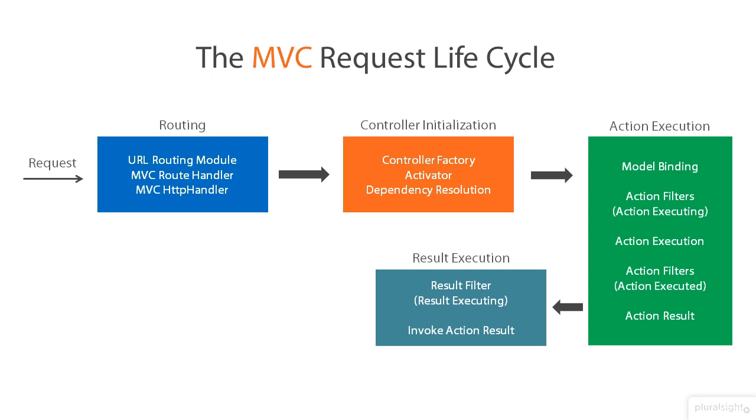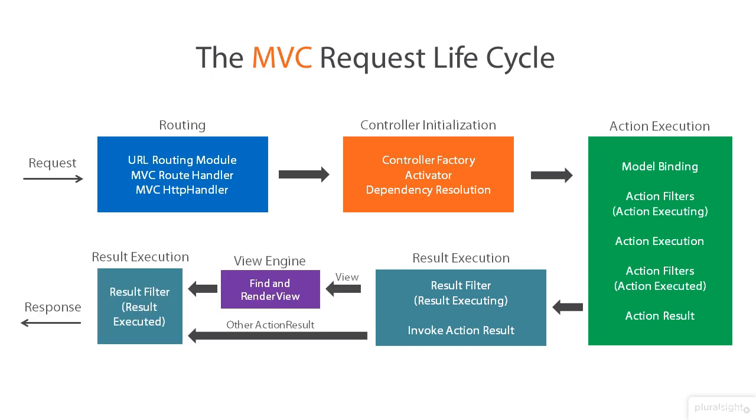Now, after our action result has been prepared, the next stage triggers, which is result execution. MVC separates declaring the result from executing the result. If the result is a view type, the view engine will be called, and it's responsible for finding and rendering our view. If the result is not a view, the action result will execute on its own. This result execution is what generates an actual response to that original HTTP request.